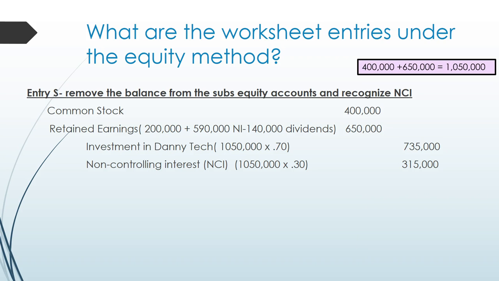And then we're going to take 70% times that to get the investment in Danny Tech. There's a balance in the account, and the non-controlling interest would get 30% of that number.